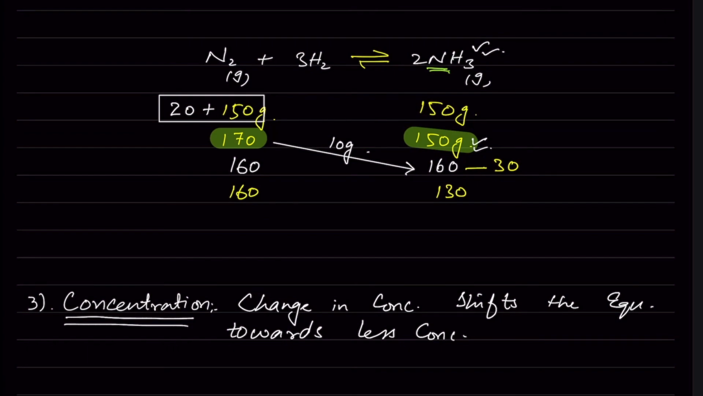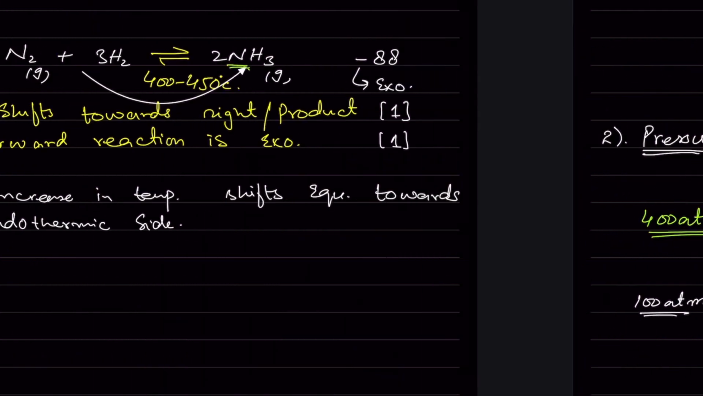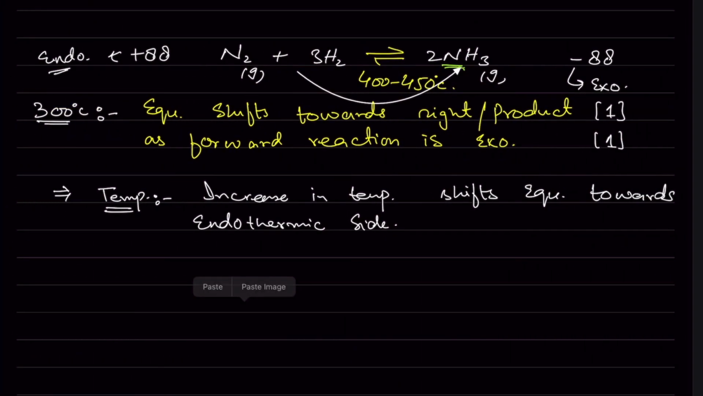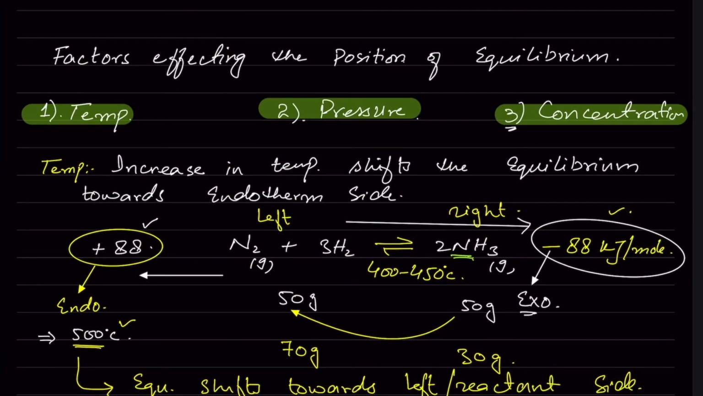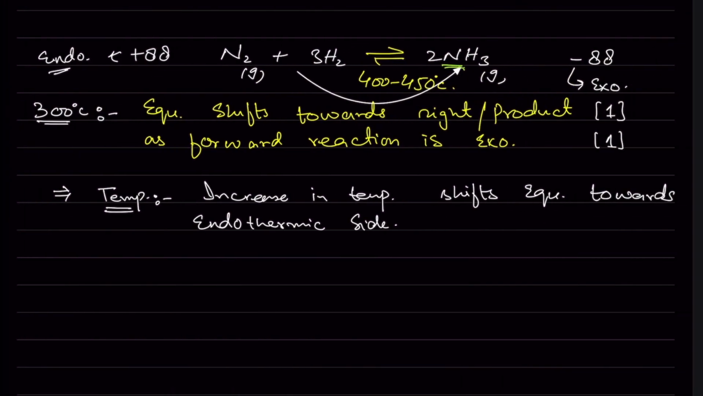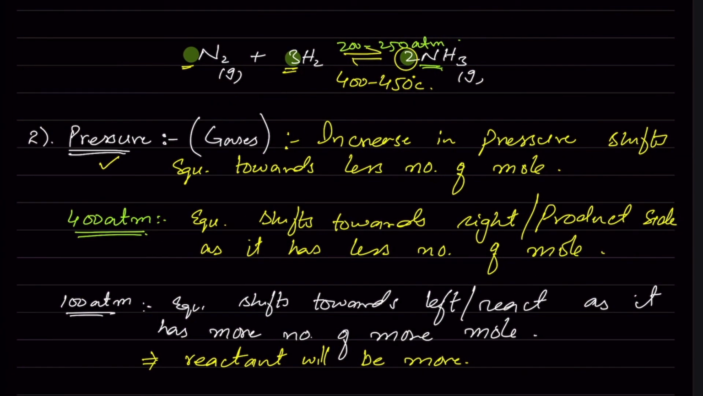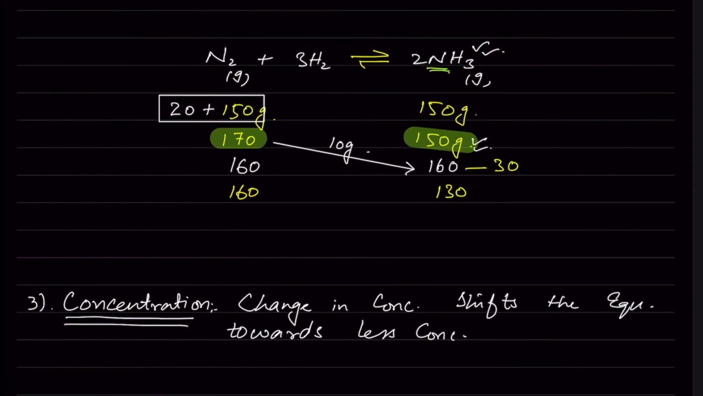I'm going to recap again. Number one is temperature, how temperature can affect the position of equilibrium. An increase in temperature shifts equilibrium towards the endothermic side. For pressure, an increase in pressure shifts equilibrium towards less number of moles, and a change in concentration shifts equilibrium towards less concentration.